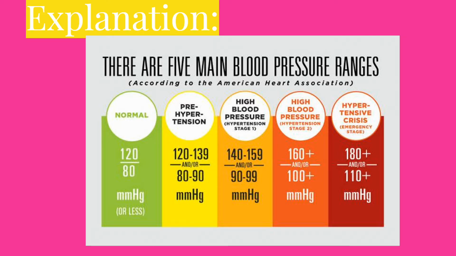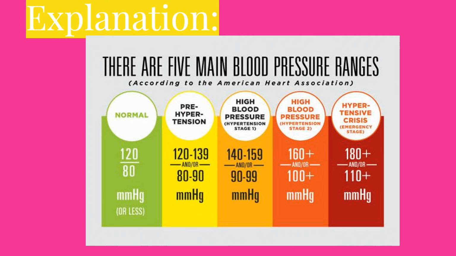To go into a little further explanation, there are 5 main blood pressure ranges. According to the illustration below, this shows these main blood pressure ranges. To start with, we'll go over the normal blood pressure range. Normal can be considered 120 over 80 or less. Now, you're considered pre-hypertensive if you're anywhere between the ranges of 120 and 139 over 80 to 90.